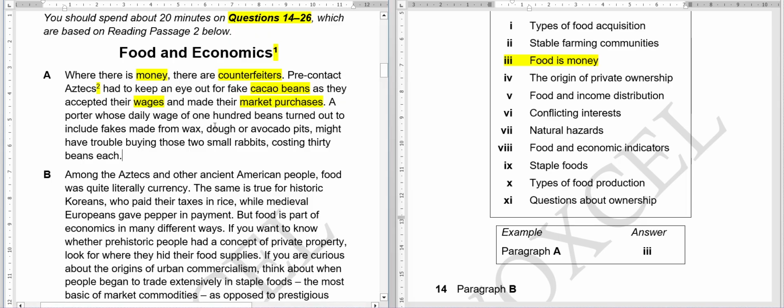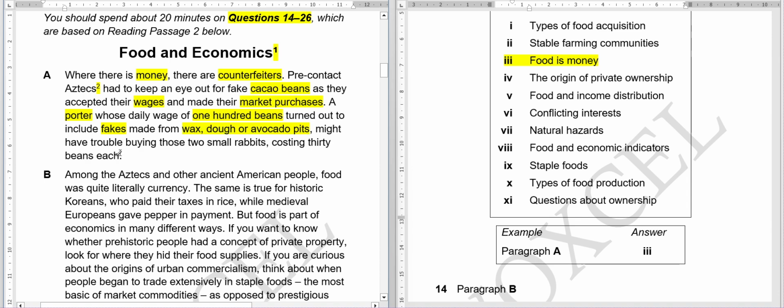So they're now saying that, let's just say, there is a potter whose wage is 100 beans, and if it includes fakes, like they are made of wax, dough, or avocado pits.